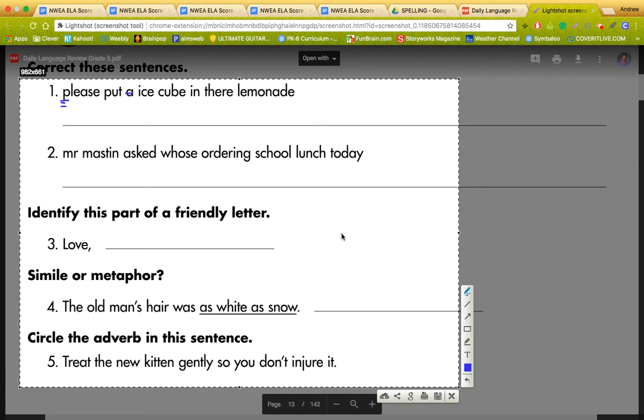Hopefully you got rid of the A because it absolutely has to be changed to an. Now, why? Well, the reason why is because the next word starts with a vowel. And every time the next word starts with a vowel, it has to be an. Please put an ice cube in their lemonade.